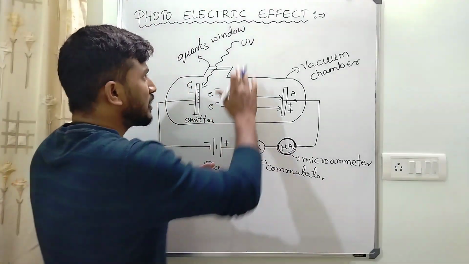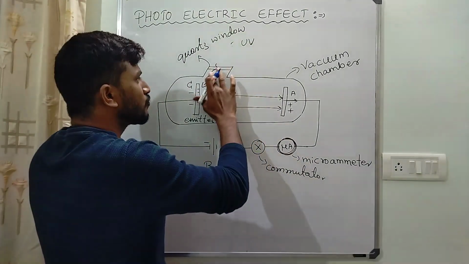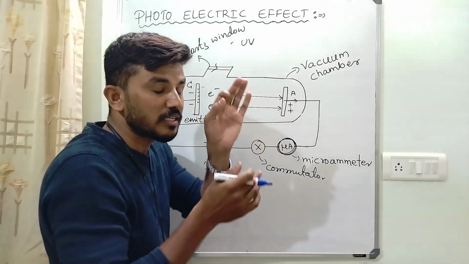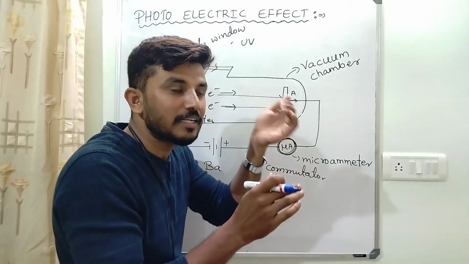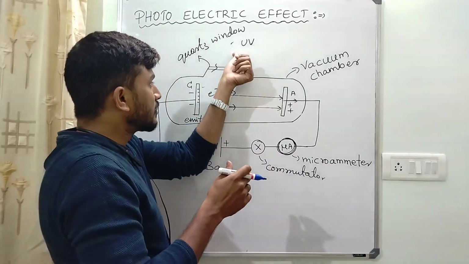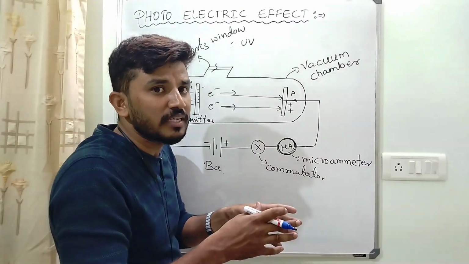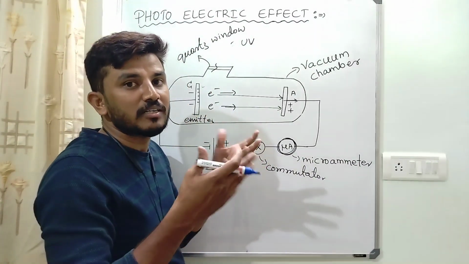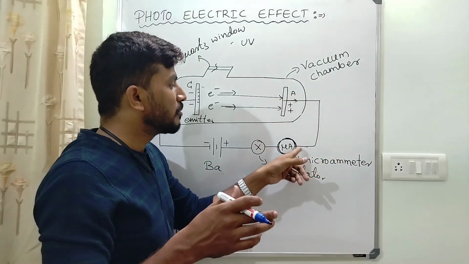Whenever he stops the UV radiations from falling on it, electrons are not emitted. When UV radiations won't fall on the emitter plate, no electrons get emitted, no current will be measured here.